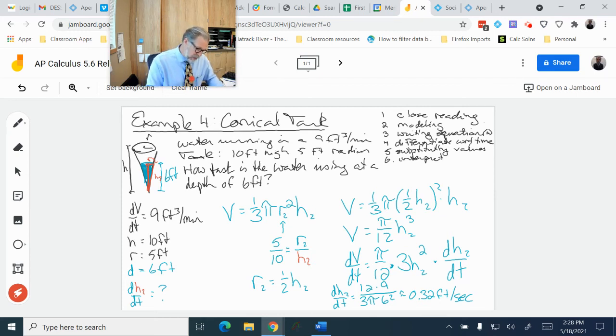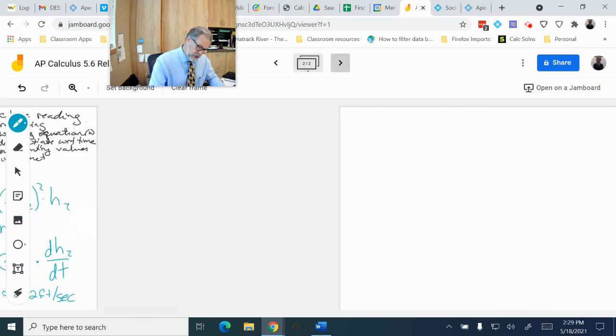In this case, we have a dV dt. We don't want to put in our volume, even if we knew it. We've got a dH dt. We don't want to put in h. And then r we're writing as a function of h, and so it doesn't really matter what the radius is. All right, finally, let's get to the interpretation.